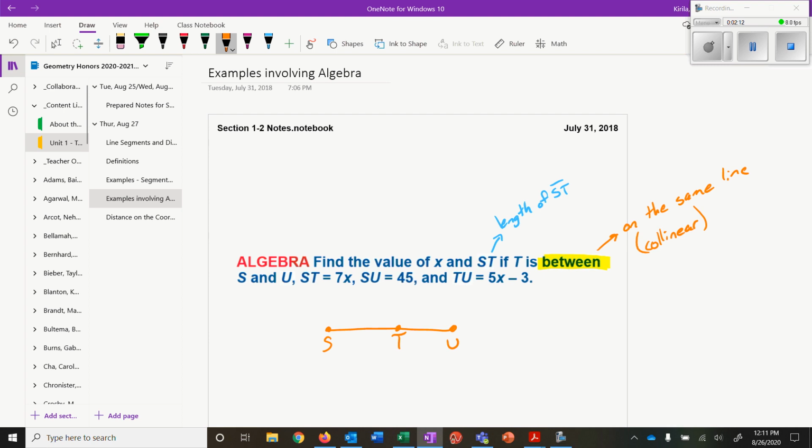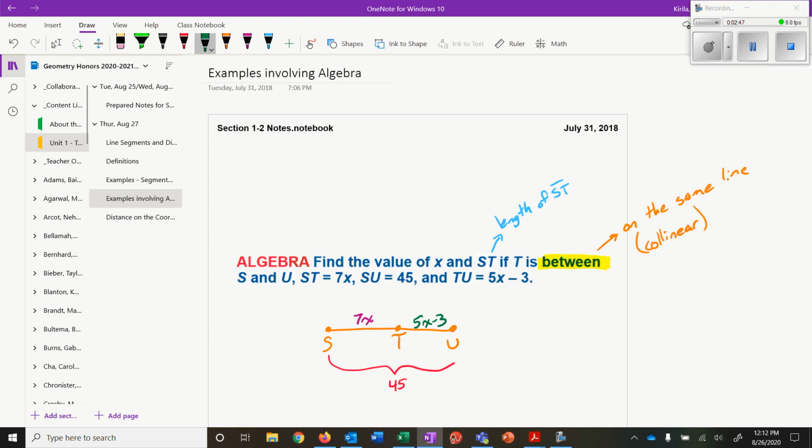Please note, I haven't done any math. I am just drawing a picture that goes with what I've read so far. I haven't even hit these algebra expressions yet. Now I start reading the algebra expressions. I see the length of ST is equal to 7x. So I'm going to put 7x on my picture. The length of SU, so all of this, is 45. And the length of TU is 5x minus 3.